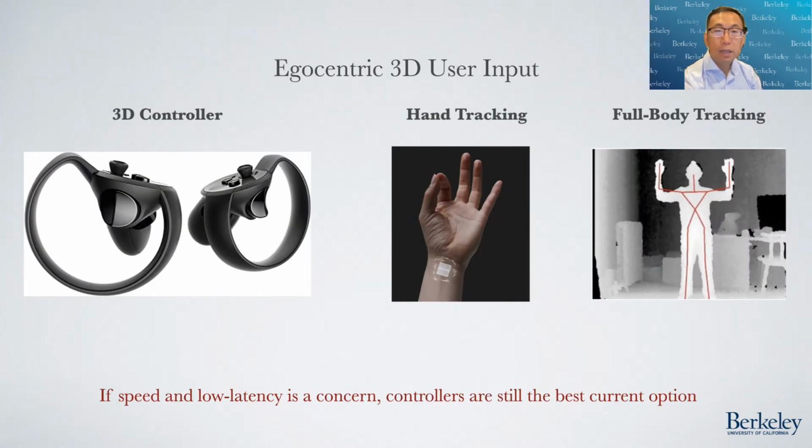Next, let's take a look at our options for egocentric 3D user input. In this category, there are 3 clear categories: using 3D controllers, using hand tracking, or using full body tracking. Now, for research purposes, of course, we wanted to write papers about hand tracking and full body tracking. But I will be the first to caution our users that if the speed and the low latency is a major concern, then using controllers is still the best option for our users.